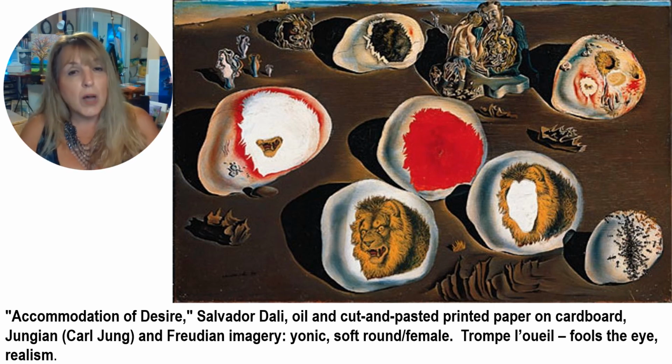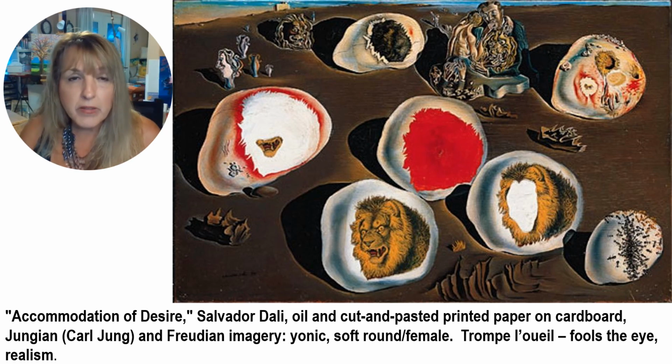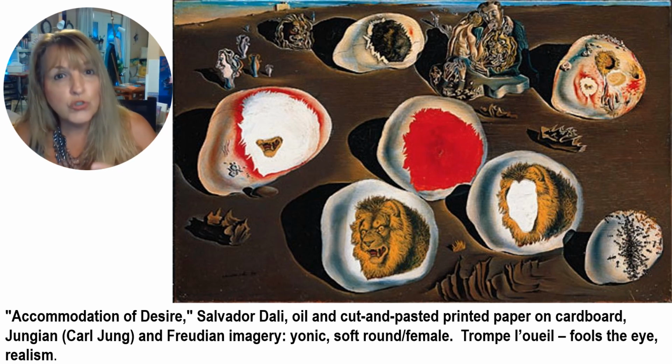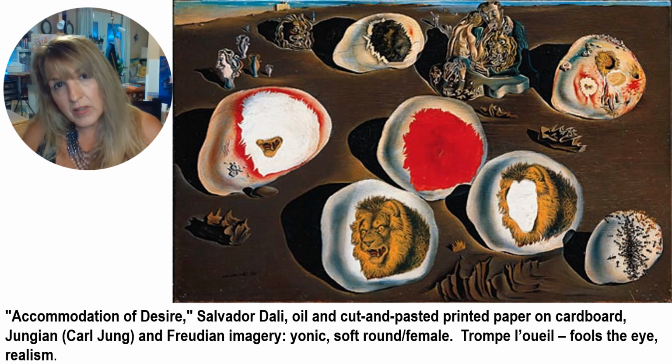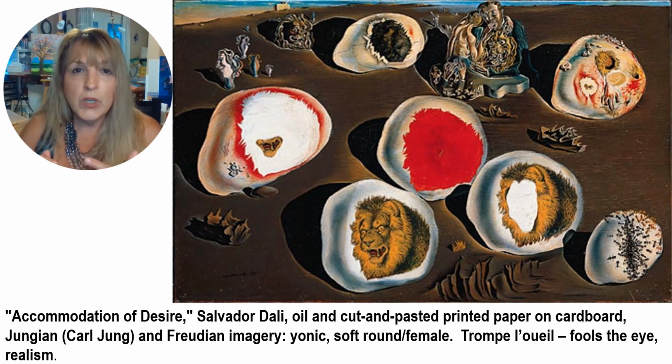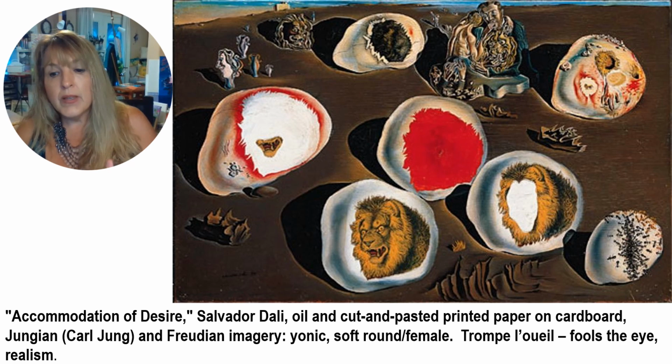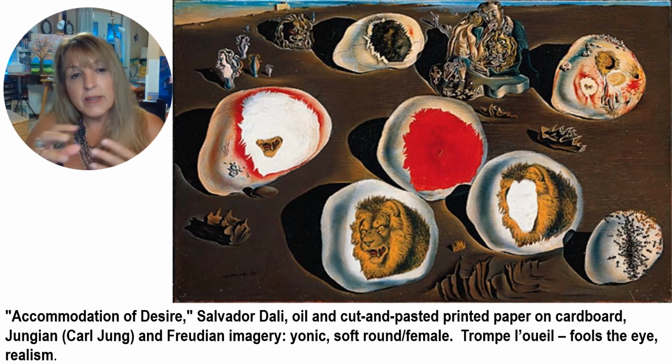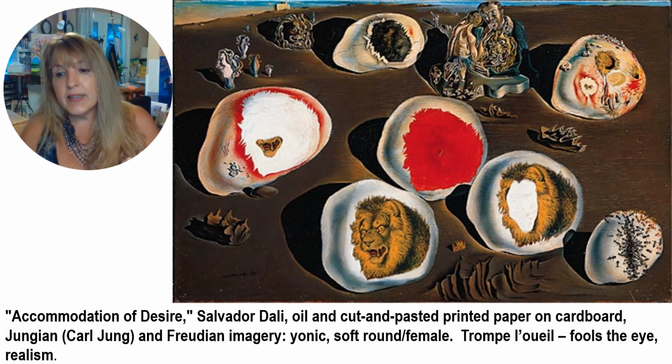And it's called, again, Accommodation of Desire. You can be making sense of the titles. Sometimes they just do not match what he is painting. Very, very true with René Magritte as well. And this is trompe-l'oeil, which means fools the eye. He makes it hyper realistic.